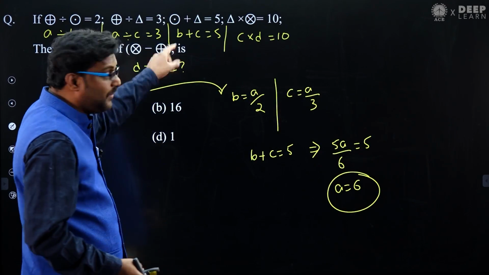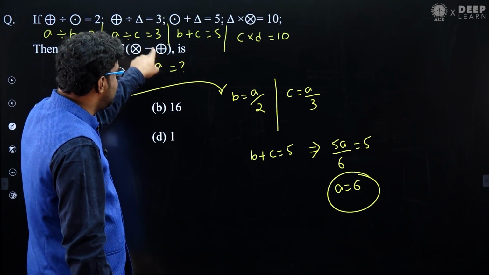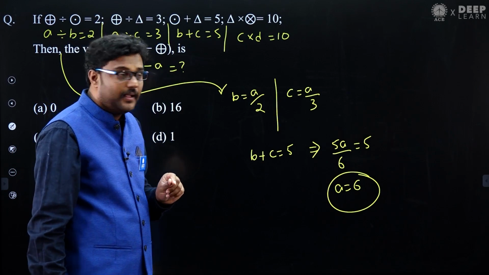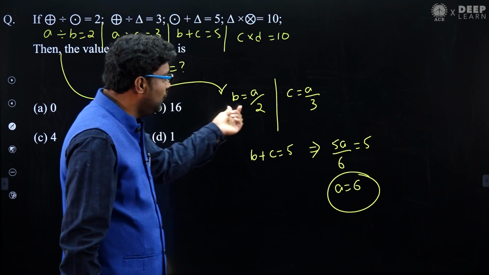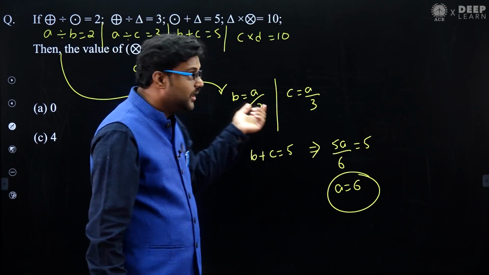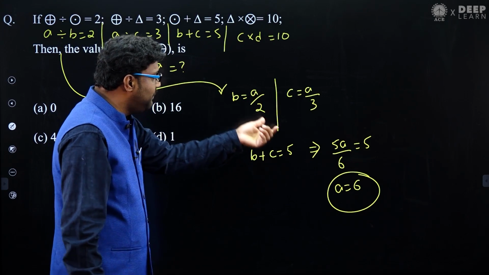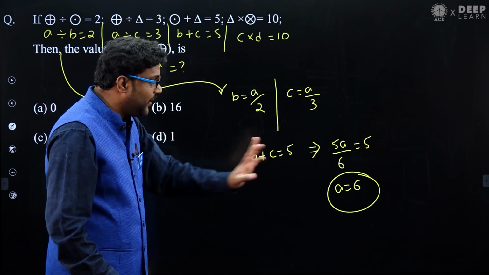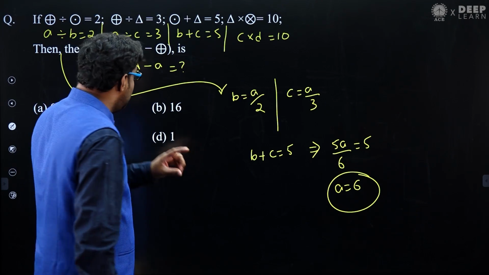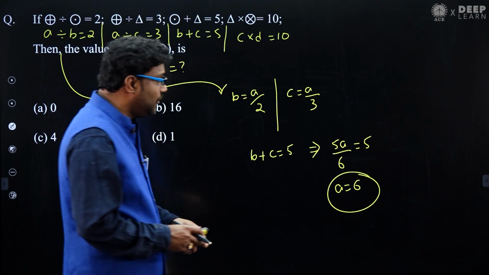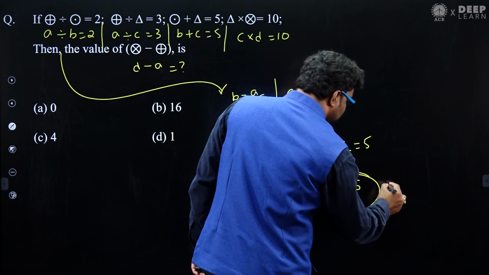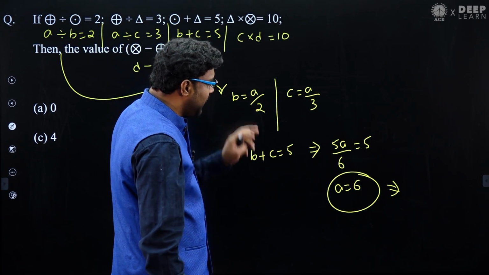So the first plus symbol, the one with the circle, is 6. Here A by B equal to 2 gives B equal to A divided by 2. A divided by C equal to 3 means C equal to A divided by 3. Adding B and C we get 5. From that we came to know A is 6. Once you know A is 6, this implies that B is A divided by 2.